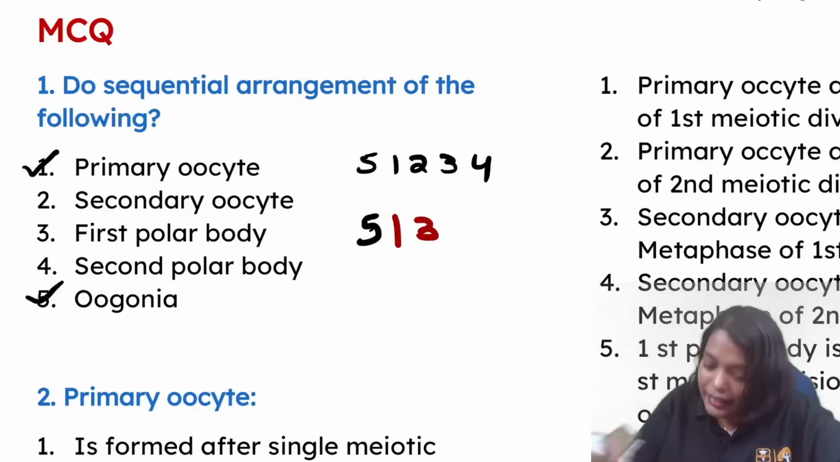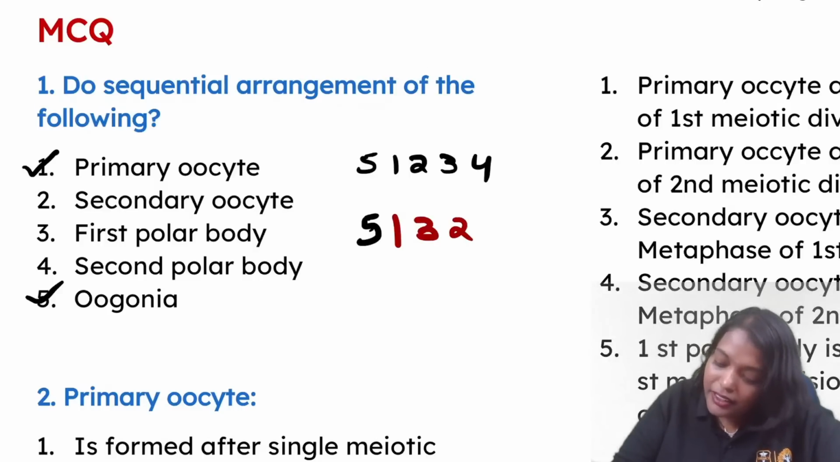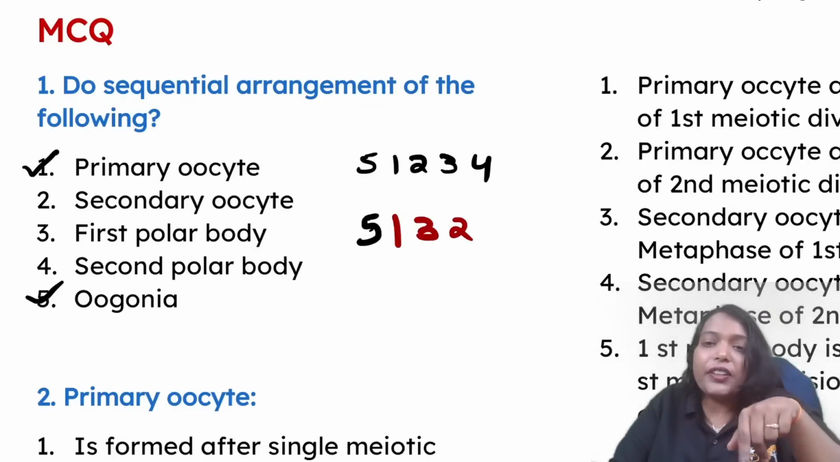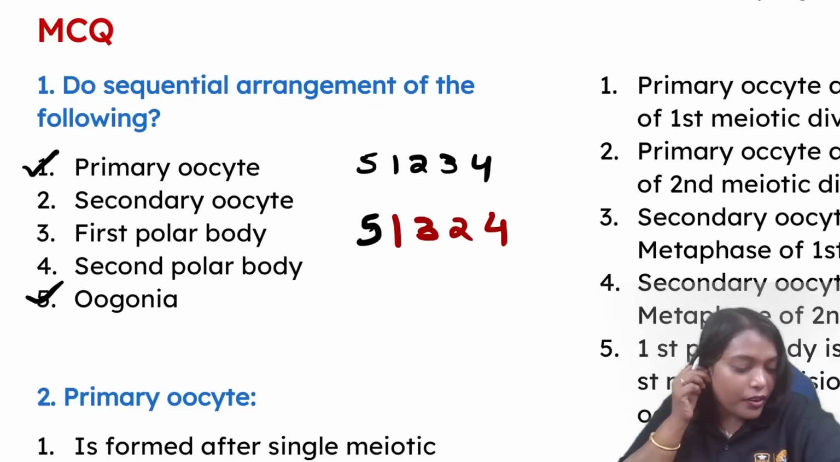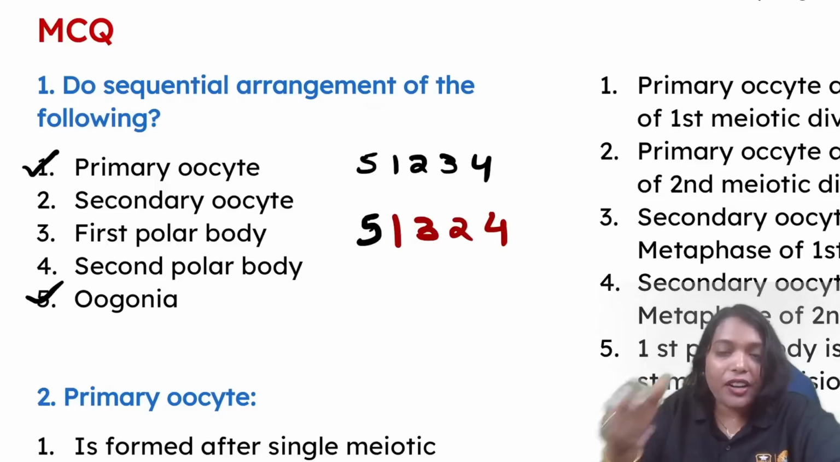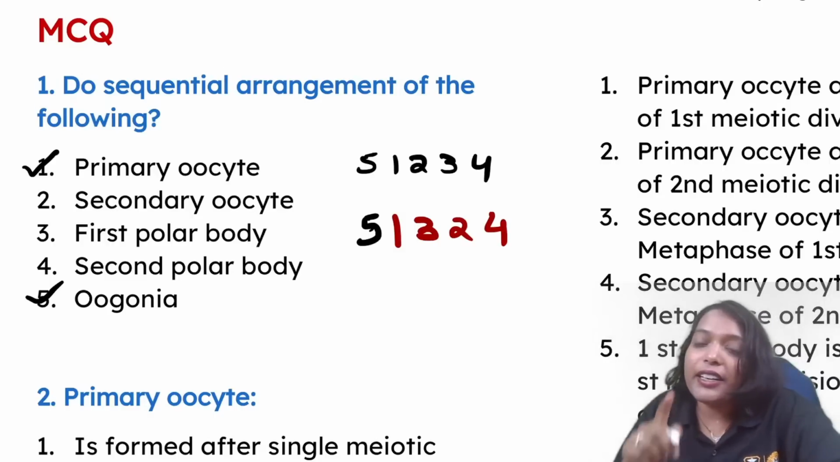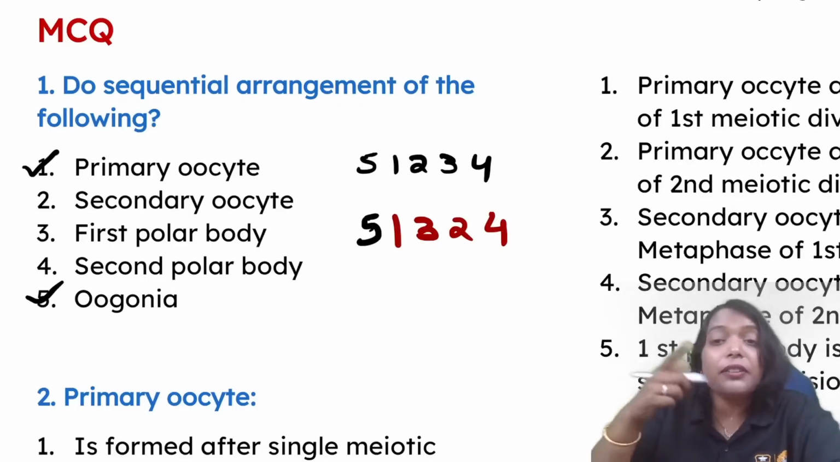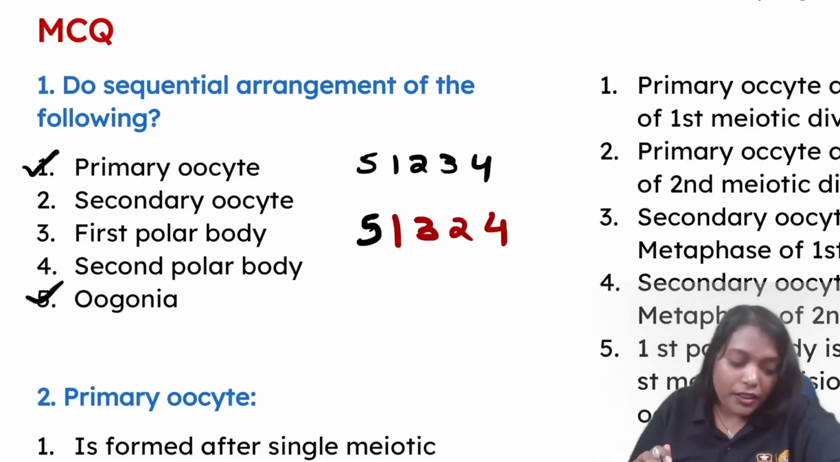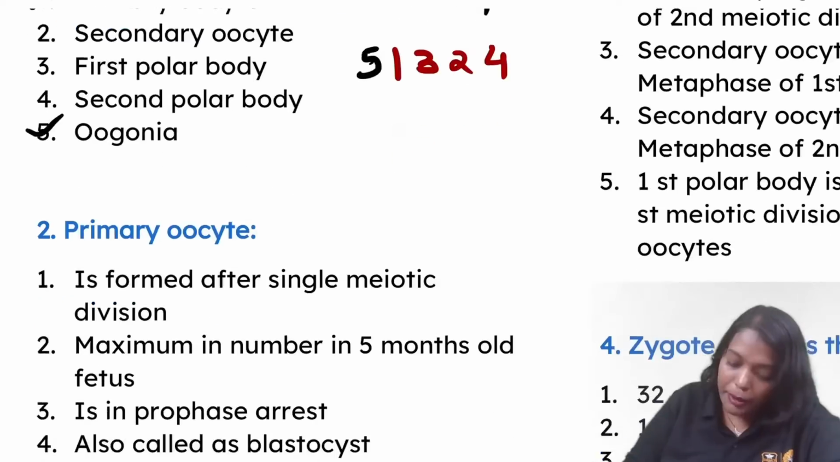First polar body and then the secondary oocyte. Then we should have the female pronucleus and then the second polar body. So it is 5, 1, 3, 2, 4. Did all of you understand? Whoever made the mistake of 5, 1, 2, 3, 4: it is 5, 1, 3, 2, 4 because the first polar body is released first, followed by the secondary oocyte. Okay? Remember that.